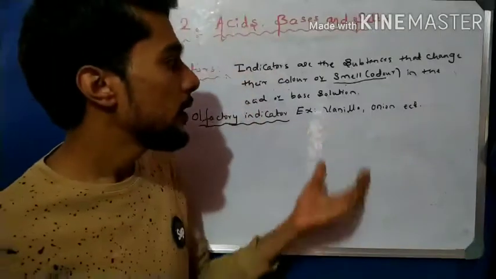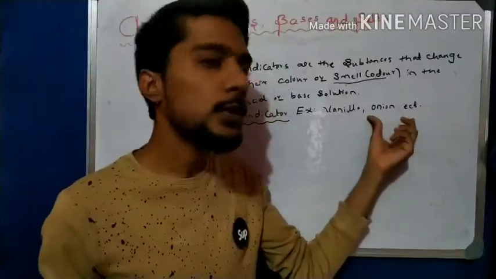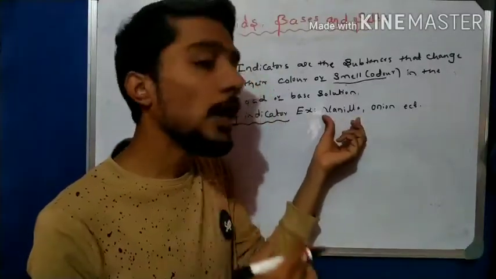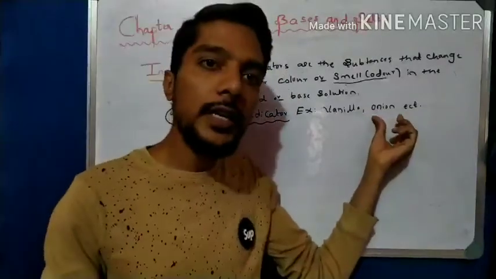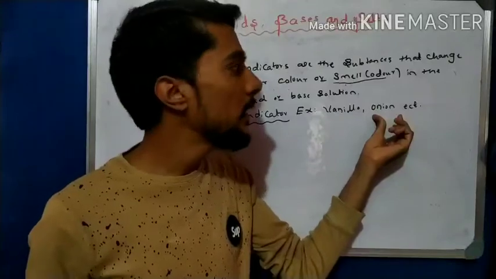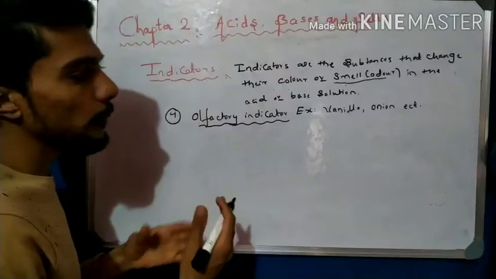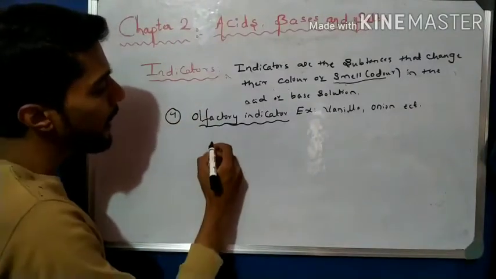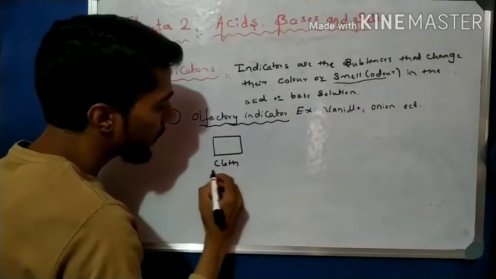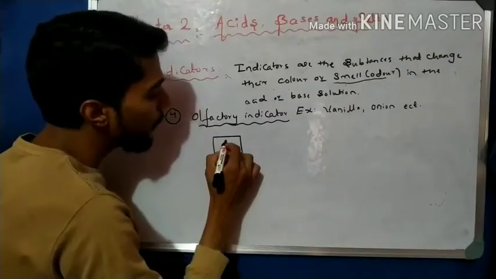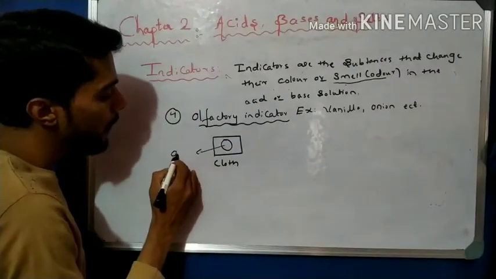How do they work? They work on the principle of changing smell. We know the smell of onion and the smell of vanilla. If the smell of onion changes, what does it mean, acid or base? We have learned here one method. Take a cotton cloth and put some pieces of onion in it.